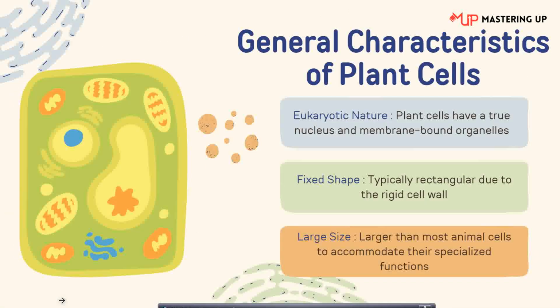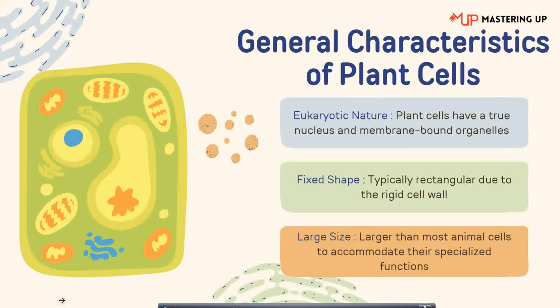So the general characteristics of plant cells. Plant cells have some general characteristics. Let's look deep into that. Basically plant cells are eukaryotic in nature. Organisms are mainly classified into two types: prokaryotes and eukaryotes. We will discuss those things later. Let me just give you a brief introduction to what eukaryotes and prokaryotes are. Basically prokaryotes are single-celled organisms and eukaryotes are multicellular organisms. So plants are multicellular organisms.